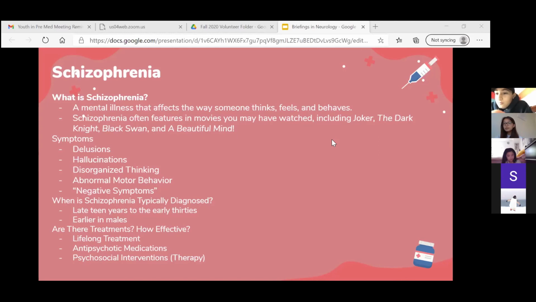The treatments are used throughout the person's life, even if the symptoms have subsided. Treatments include antipsychotic medication and psychosocial interaction or therapy. There are many types of antipsychotic medications. There are first-generation medications like fluphenazine and haloperidol. Second-generation medications are safer and thus preferred, and they include medications like clozapine and risperidone. There are also psychosocial interventions and/or therapy.